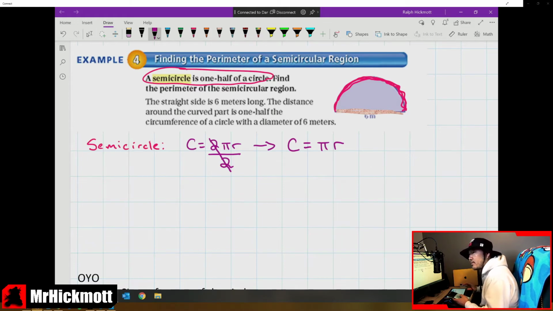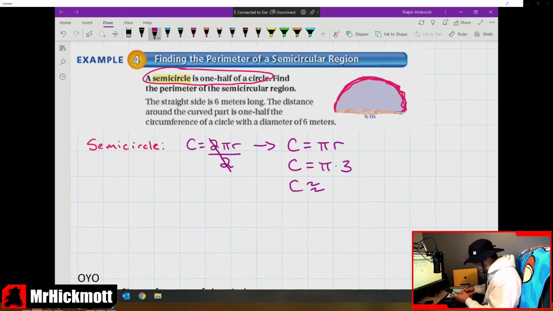If you don't want to remember this new formula, all you have to do is find the circumference of the full circle and then just divide by 2 at the end. But for our purposes right now, I'm just going to use C equals pi r, and in this case, the radius is 3 because I have to take half of that distance. It's 6 meters, and C is approximately 9.42.